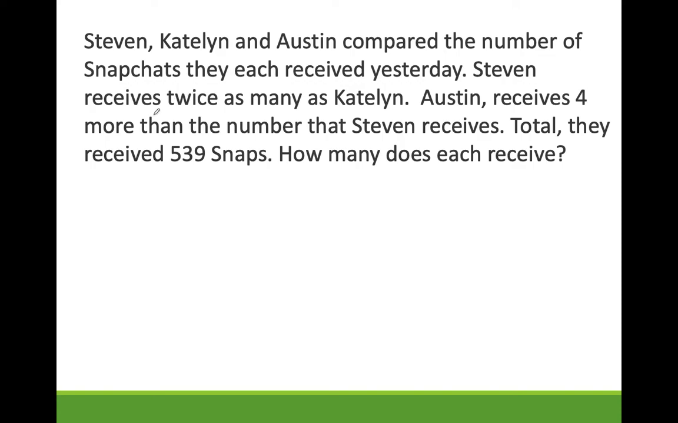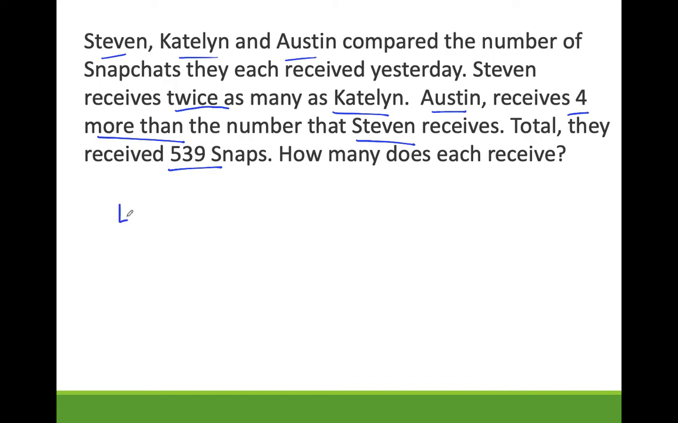Okay, let's try this one. Also, choosing the equation that would work for this problem. This one is a little bit harder because there are 3 people in this problem instead of just 2. So we have Stephen, Caitlin, and Austin comparing the number of Snapchats they each received yesterday. Stephen receives twice as many as Caitlin. Austin receives 4 more than the number that Stephen receives. In total, they receive 539 snaps. How many does each receive?